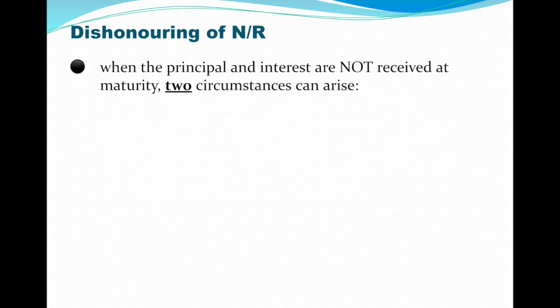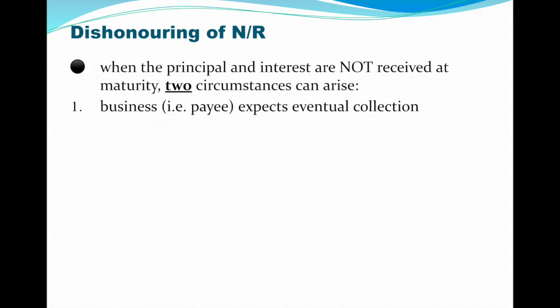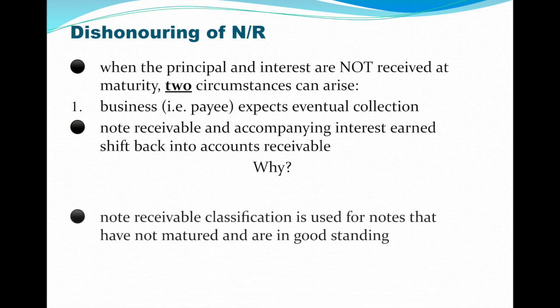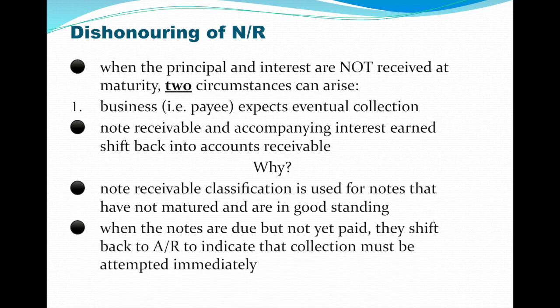And in terms of dishonoring the note, this scenario of dishonor can be broken down into two different paths. The first is the business, i.e. the payee, expects eventual collection. Or the second path, if I can find it here. Of course, it's not on this slide. If the business expects eventual collection, then they convert it back to accounts receivable. So they flop it back.